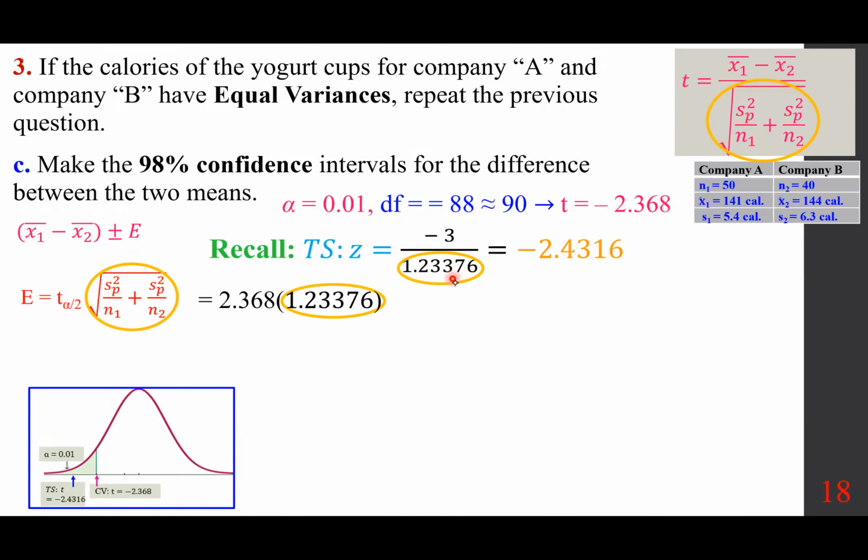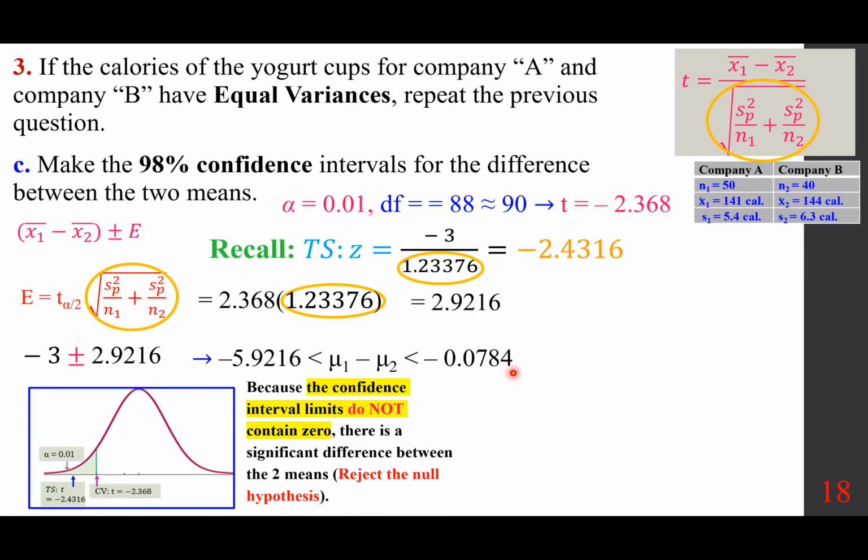Their product is 2.9216. So now the number from the numerator here is -3, plus or minus this number. When we do that, we get -5.9216 less than mu1 minus mu2, less than -0.0784. Because the confidence interval limits do not contain 0, notice we go from negative to negative, there is a significant difference between the two means, so we reject the null hypothesis. We get to the same decision.